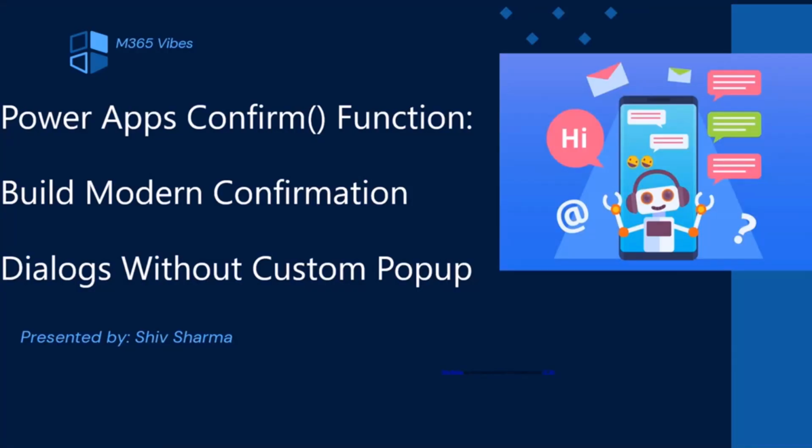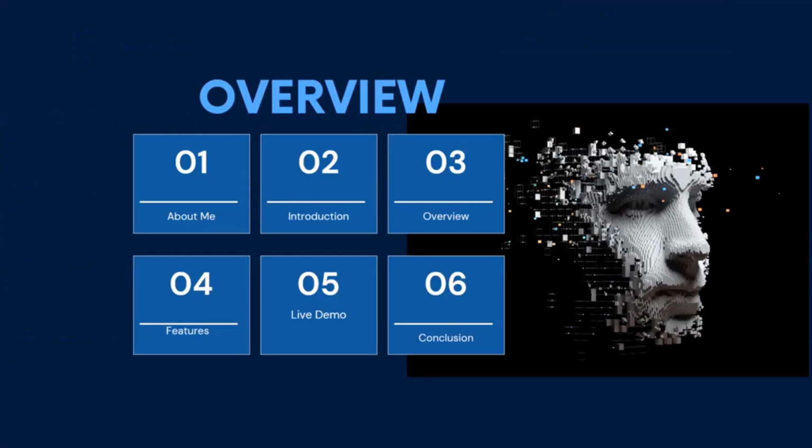So let me start with what we are going to explore today. This session is about how we can build a modern confirmation experience in Power Apps. Usually when we build apps, we end up creating custom pop-ups for simple confirmations. But Power Apps now gives us a cleaner and much simpler way to handle this using the platform's Confirm function. So this is the agenda for today.